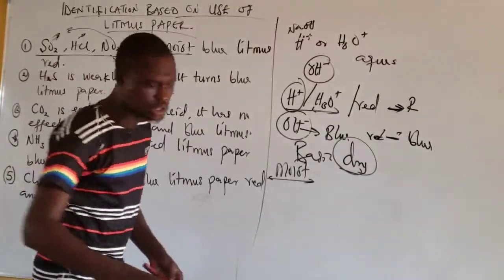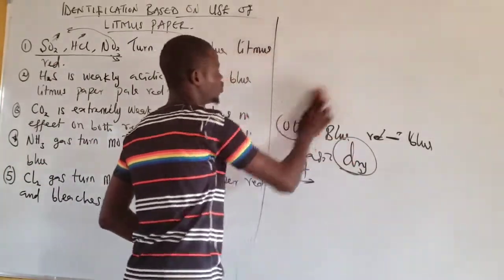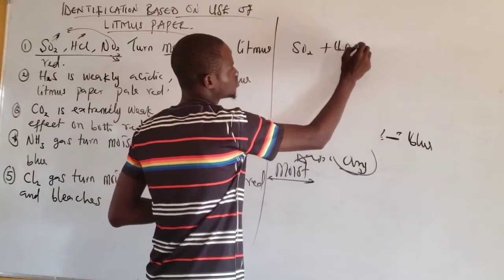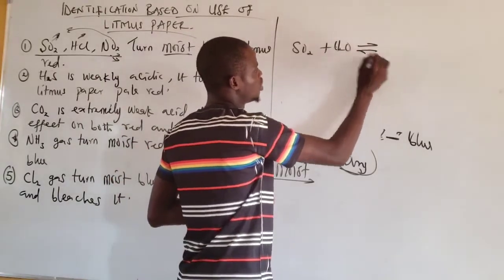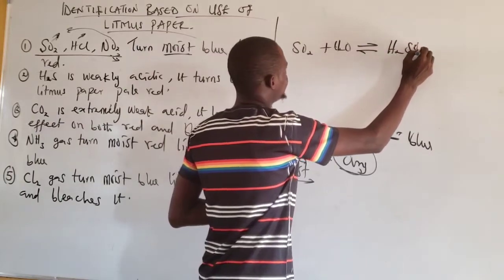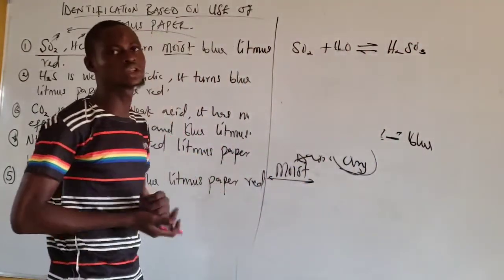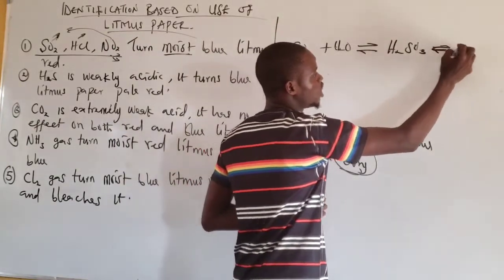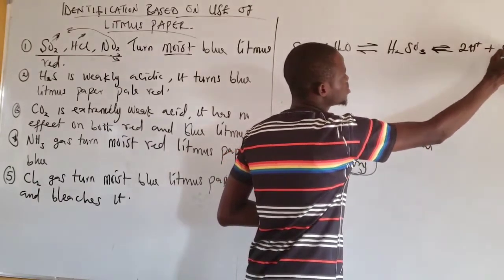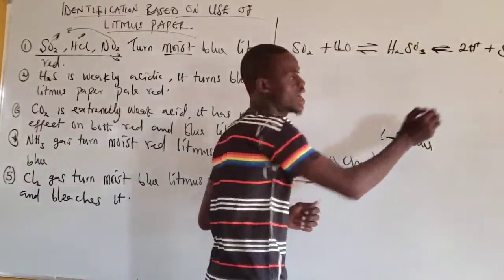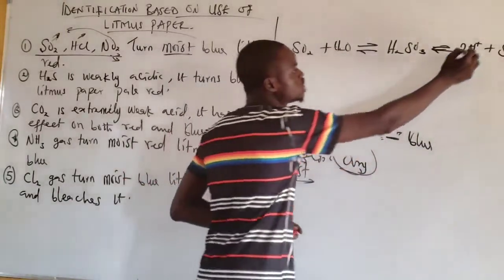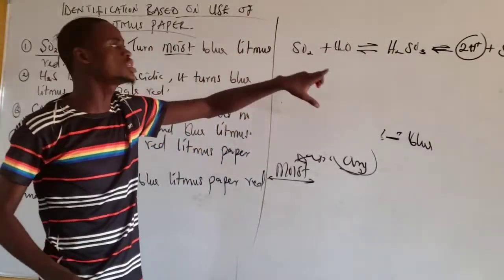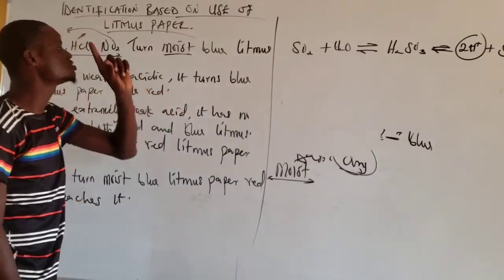Let me show you something in the reaction. In the reaction above, if SO2 reacts with water, it forms, in a reversible reaction, H2SO3. When this further ionizes, it forms 2 hydrogen ions plus SO3 2 minus, which are the ions produced. It is the presence of this hydrogen ion that makes sure these gases do not have any effect on the red litmus paper.